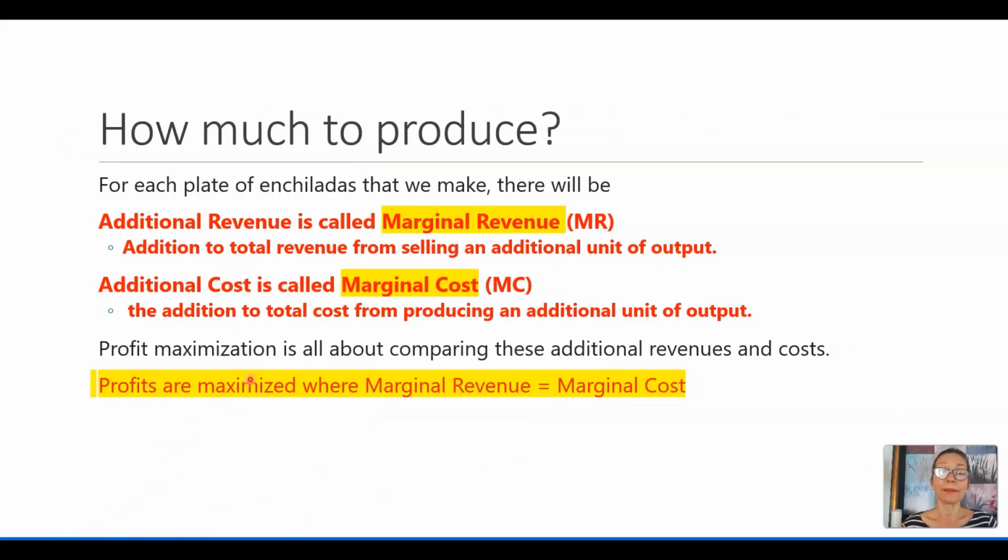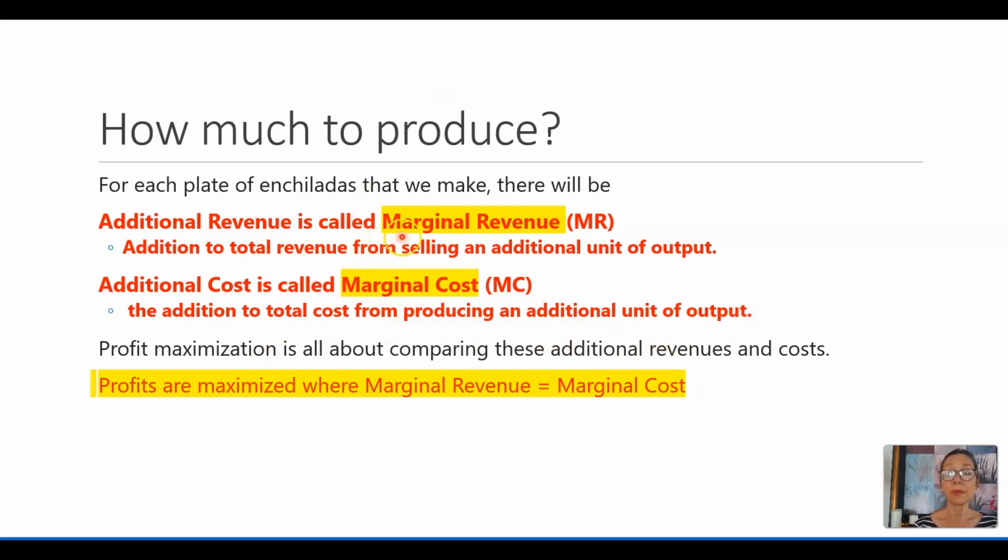So how much should we make? That's the key question. For each plate of enchiladas we make, we know that when we sell it, there's going to be additional revenue, additional sales. We call additional revenue marginal revenue. Okay, so marginal revenue is the addition to total revenue from selling one more unit or one more plate of enchiladas. We also know that if we make another plate of enchiladas, we're going to incur additional cost. And additional cost is called marginal cost. Marginal cost is the addition to total cost from producing an additional unit of output.